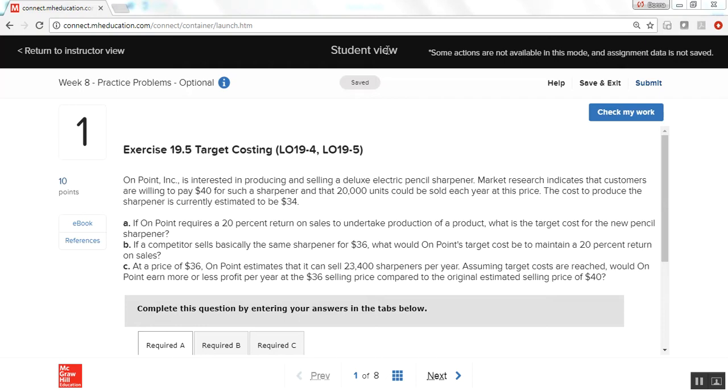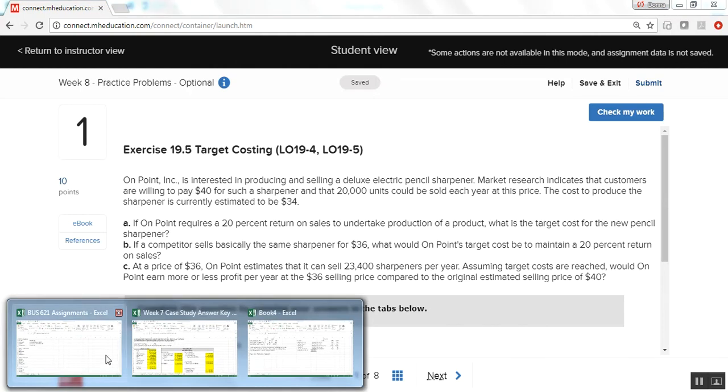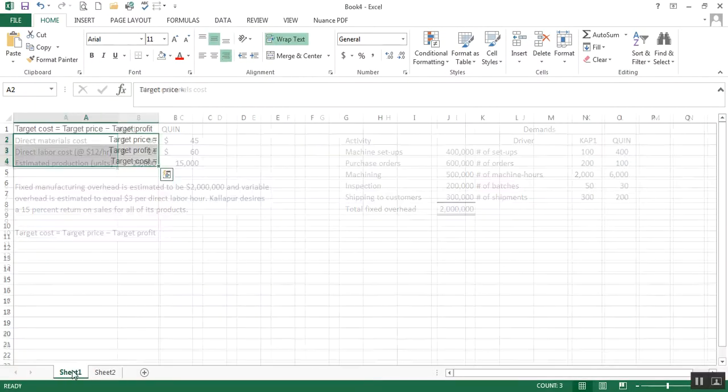Market research indicates that the customers are willing to pay $40 for a sharpener and that 20,000 units could be sold each year at this price. The cost to produce the sharpener is currently estimated to be $34. So there's 3 parts to this question. The first part, if OnPoint requires a 20% return on sales to undertake production of a product, what's the target cost? So I'm going to flip between Connect and Excel.